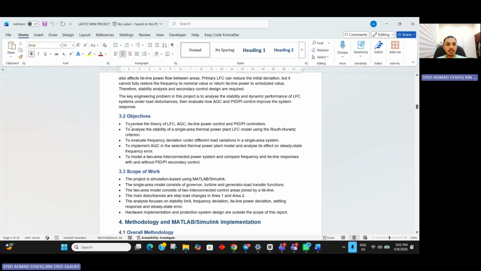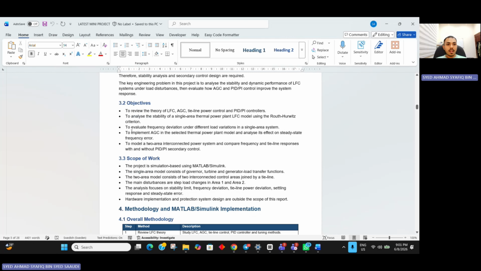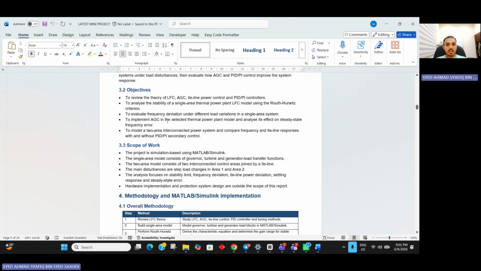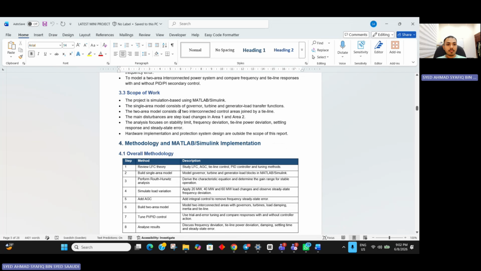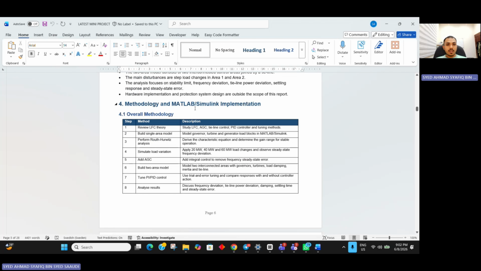So we have five objectives here: to review the theoretical ALFC, AGC, power control, and PID; to analyze the stability of a single area thermal power plant LFC model using the Routh-Hurwitz criterion; to evaluate frequency deviation under different load variations in a single area system; to implement AGC in the selected thermal power plant; and to model a two area interconnected power system and compare frequency and time response with and without PID secondary control. This is overall the methodology that we are using, a MATLAB Simulink implementation.